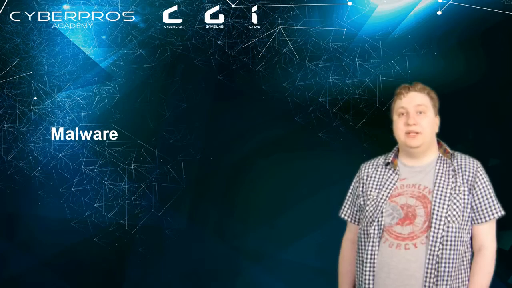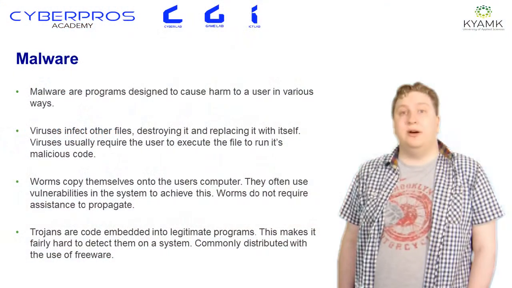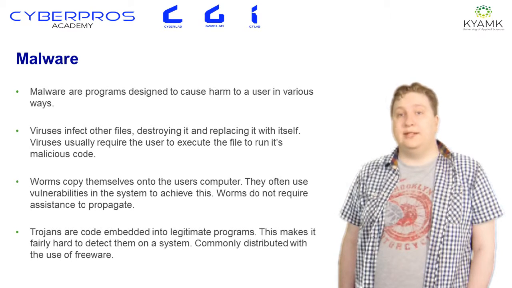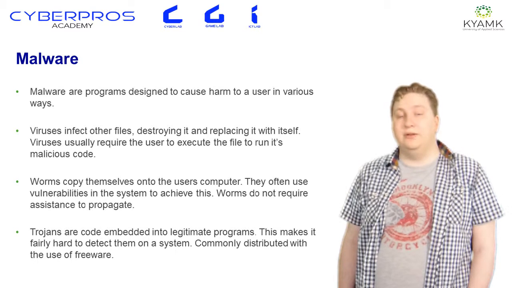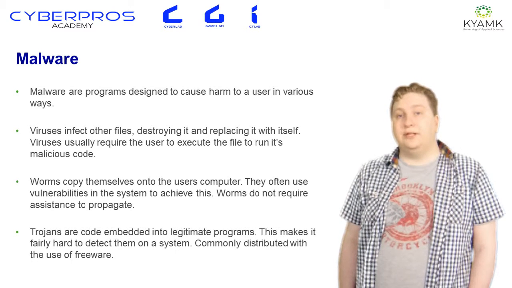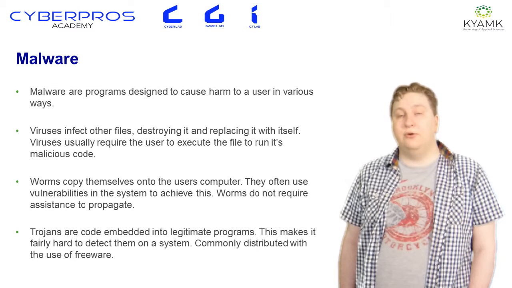This chapter is about malware. Malware are various programs used to cause harm to a user by either disrupting their device or system, taking over control of the system or device, or causing financial losses to the user. There are commonly three types of malware: viruses, worms, and trojans.